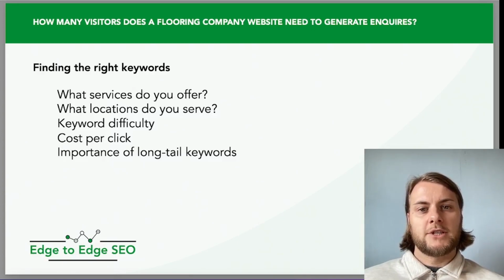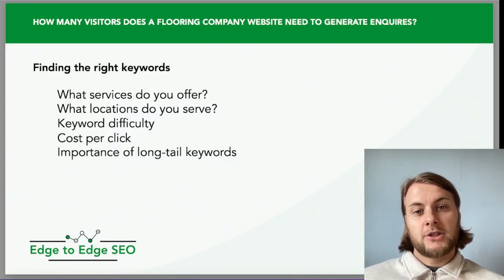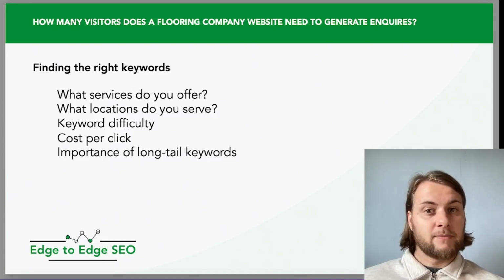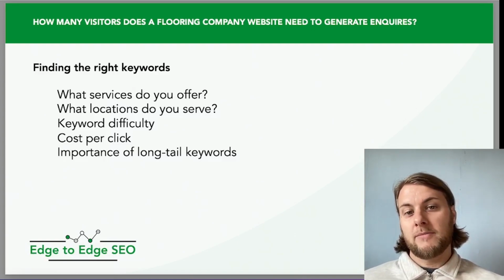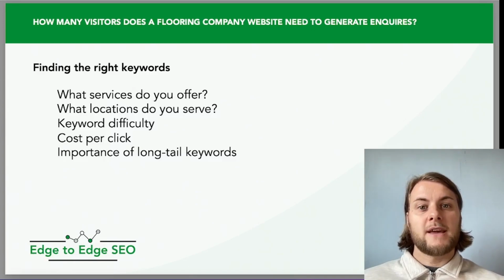So a long tail keyword is generally a more obscure and less competitive keyword. If you had a short tail keyword, it might be something like flooring Kent. If you had a long tail keyword, it might be flooring suppliers and fitters based in Kent. So what you're trying to do is you're trying to target the keywords that maybe your big competitors are not quite targeting enough, because they're going after all the short tail keywords and the more competitive keywords.